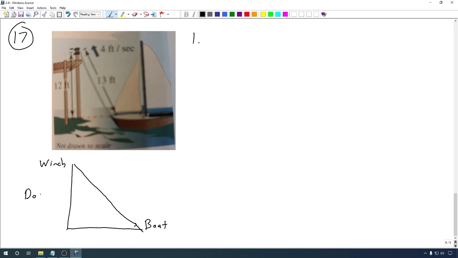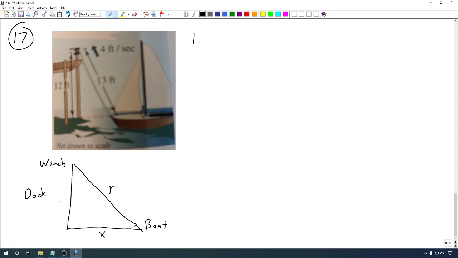So we want to identify all the distances that we have. We have the fact that the boat is a certain distance from the bottom of the dock. I'm going to call this one X. We also have the length of the rope. There's a rope going from the winch to the boat. I'm going to call that length R. Just R for rope.